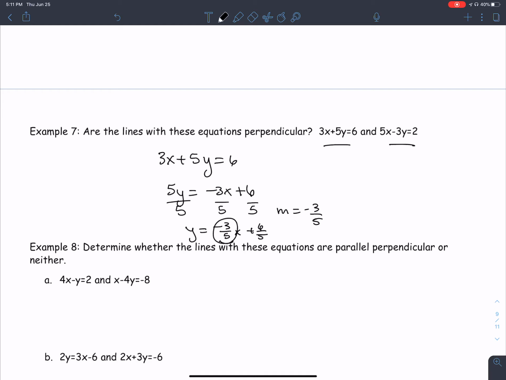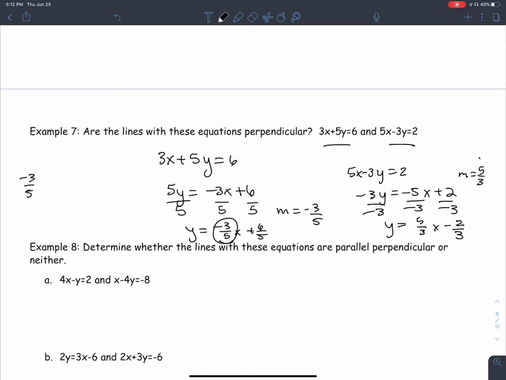This slope, 5x minus 3y equals 2. Solve for y. y equals 5 over 3 x minus 2/3. So this slope is 5 over 3. So opposite, flipped, reciprocal. Another way we can check is we can do -3/5 times 5/3. We multiply, we get -15 over 15, and that is exactly -1.